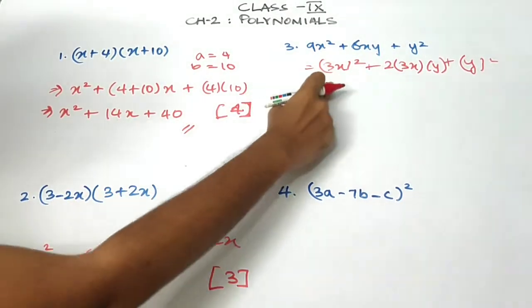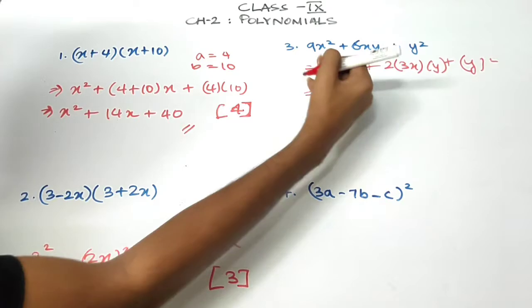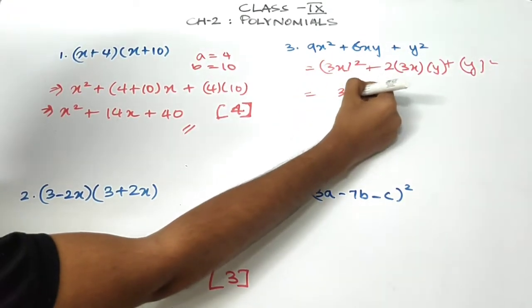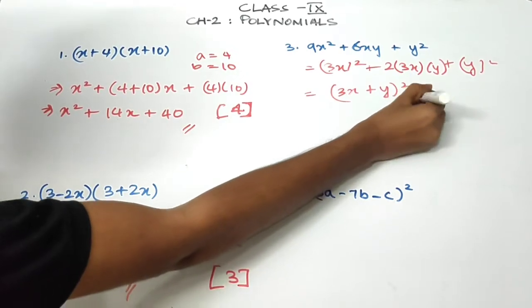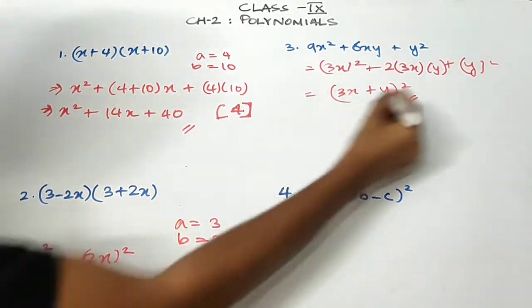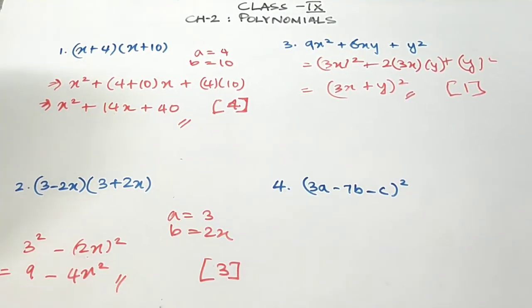So, as you can see, a square plus 2ab plus b square, which is a plus b the whole square. And over here, a is 3x, and our b is y. So, 3x plus y the whole square. We have solved this problem as well using the identity number 1. Now, let us try and solve the fourth problem.